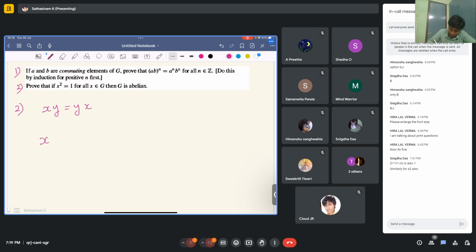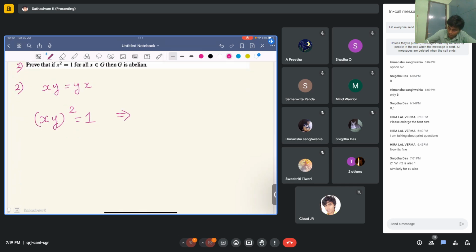So let's take xy here. What we know is xy square is equal to 1, right? This we know. What does this tell you? This tells you xy, xy, this is equal to 1. Now what does this tell you? It tells you xy is equal to, because I can multiply by y inverse first on both sides and then multiply x inverse on both sides. If you multiply, what you get is y inverse x inverse. But I need it to be equal to yx.